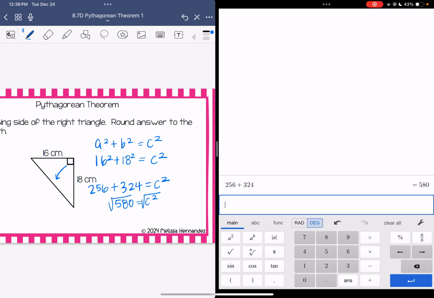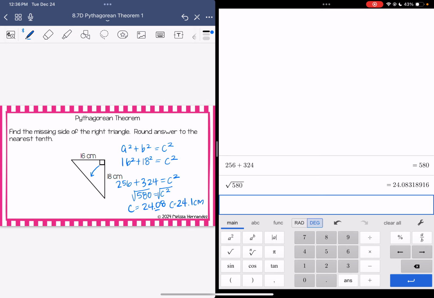The opposite of square is square root. So now here's where I see mistakes made. It says round to the tenths place. And so a lot of times kids forget to round. The answer is C equals 24.08. Well, 0 is in the tenths place, and the number to the right of it is greater than 5. So it rounds up to 24.1 centimeters. Sorry about my dogs.